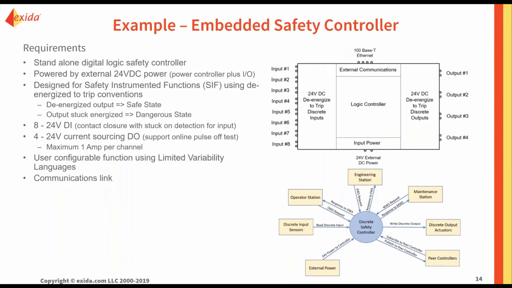As an example project today, we're going to use a simple embedded safety controller. It has 8 discrete inputs, 4 discrete outputs. It has programmable safety functions. It's connected to an external power supply and a number of communication networks so that it can get safety critical variables from peer controllers. And it will communicate to an operator station, an engineering station, and a maintenance station. That's all shown in the context diagram in the lower right portion of your screen.